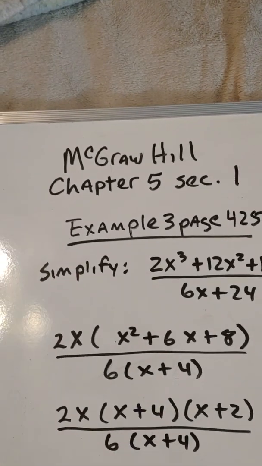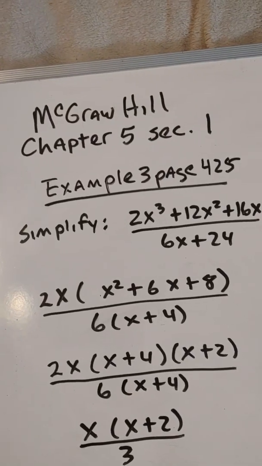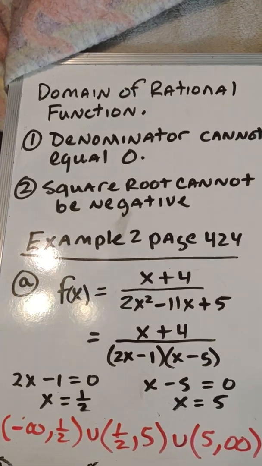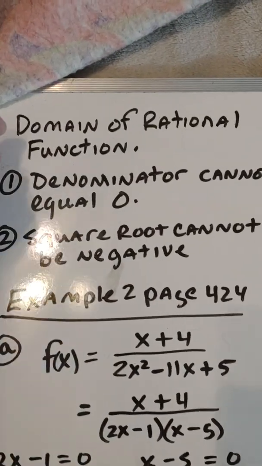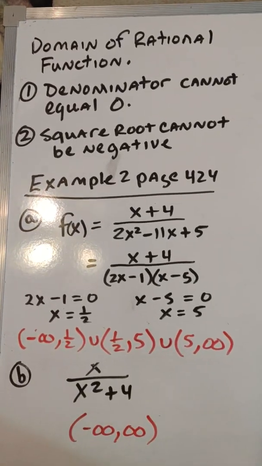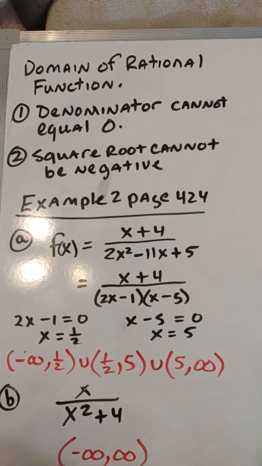Okay, this is McGraw-Hill Chapter 5, Section 1, dealing with the simplification of rational expressions. In this section, it talks about the domain of a rational expression. And there are two questions you have to ask yourself when you're looking for the domain of a rational expression.